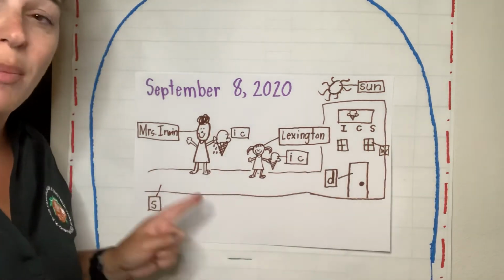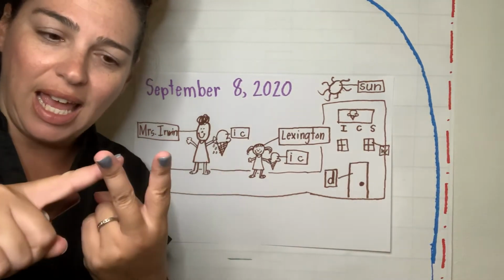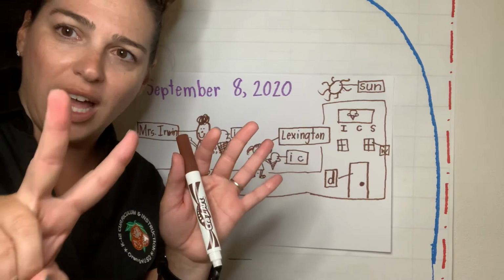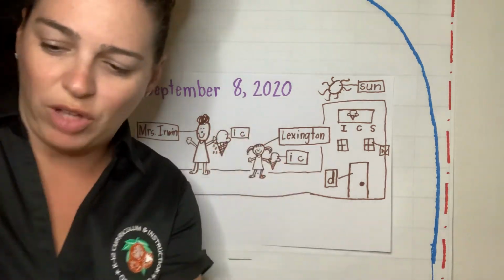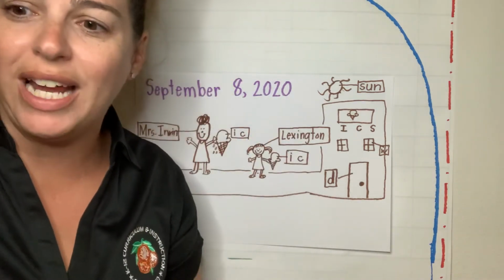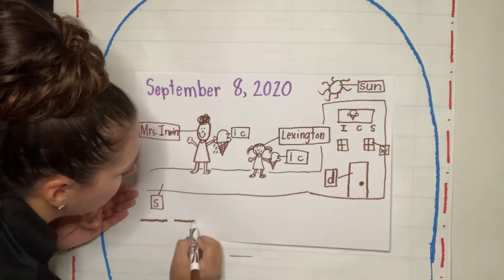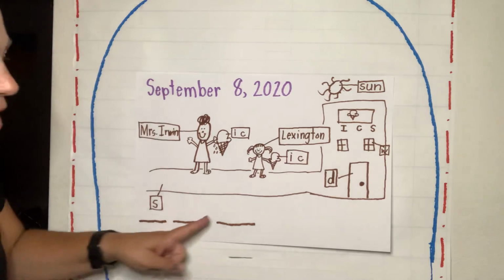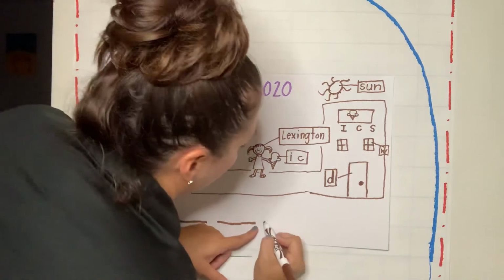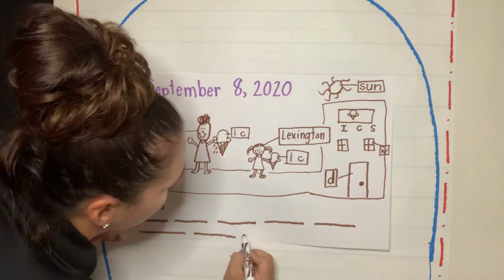Now I could draw my lines for my sentence. And I think I'm going to say Lexington and I went out for ice cream. How many words is that? 5, 6, 7, 8. So I need 8 lines. Count them with me. Ready? 1, 2, 3. Now remember, I want to draw them kind of big to fit those words. 1, 2, 3, 4, 5, 6, 7, 8.